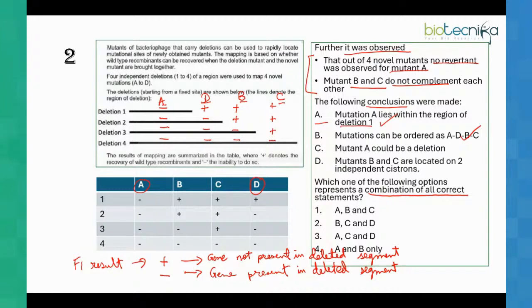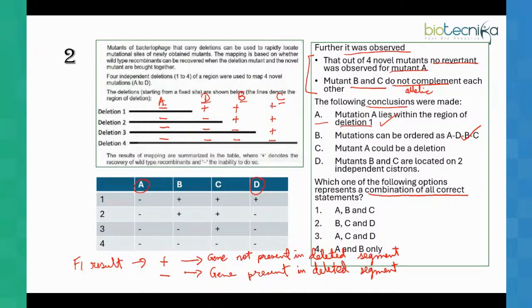So coming to this question, mutants B and C do not complement each other. In the last class also we talked about the complementation test. I hope all of you understood that. So if B and C do not complement, it means B and C are happening in the same gene, or in the same cistron. So B and C are allelic in nature.